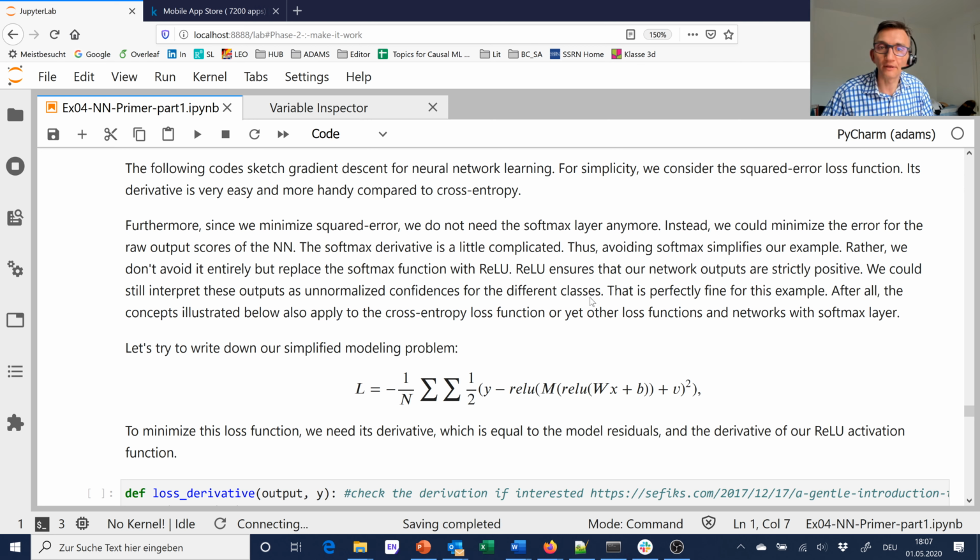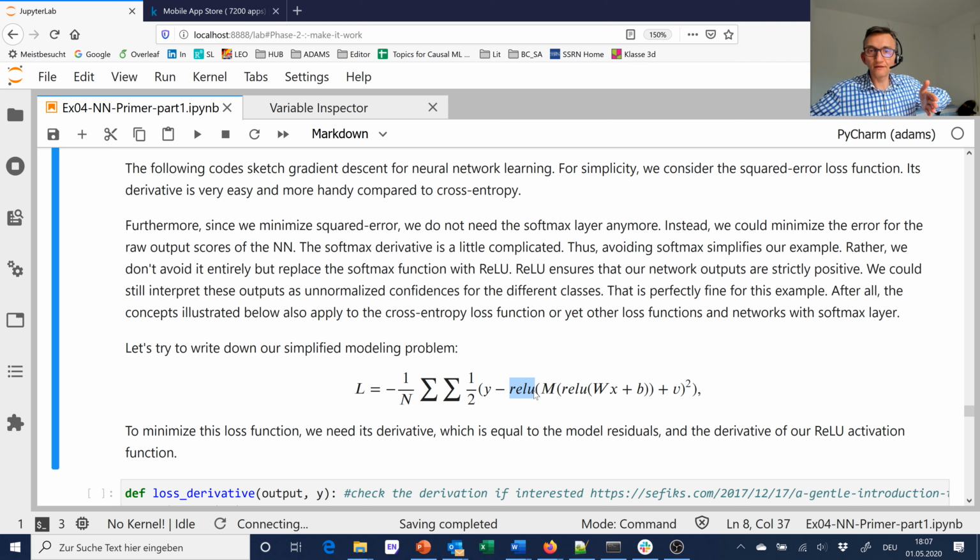Note this change here. Instead of having a softmax layer, which translates the input to the output layer into the final output of the neural network. Normally, we do that with softmax. I wanted to simplify the thing, so I use ReLU.